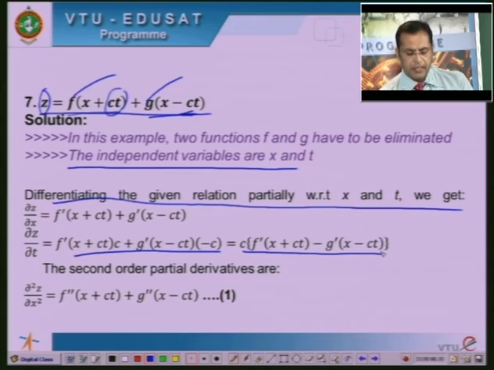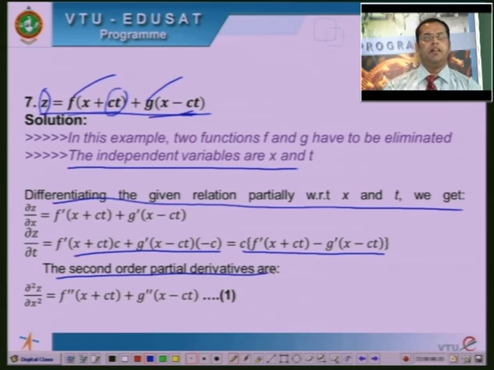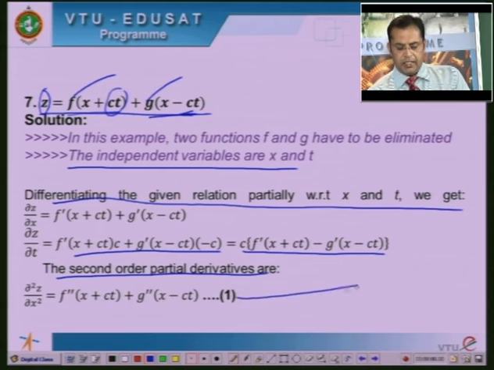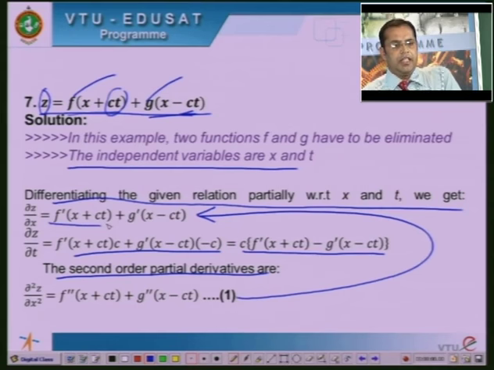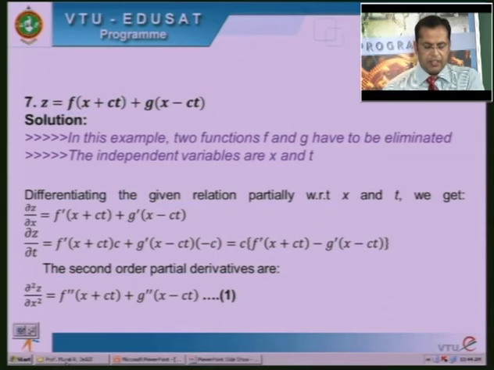Let us go to the second order partial derivatives. First, dou square z by dou x square, which is obtained by differentiating dou z by dou x here with respect to x. That will give you f dash of x plus ct changing to f double dash of x plus ct plus g dash of x minus ct changing to g double dash of x minus ct. Let us call that equation 1.